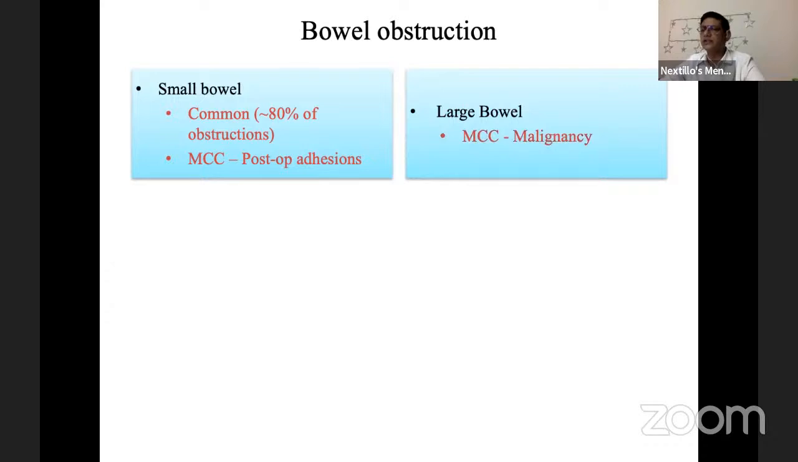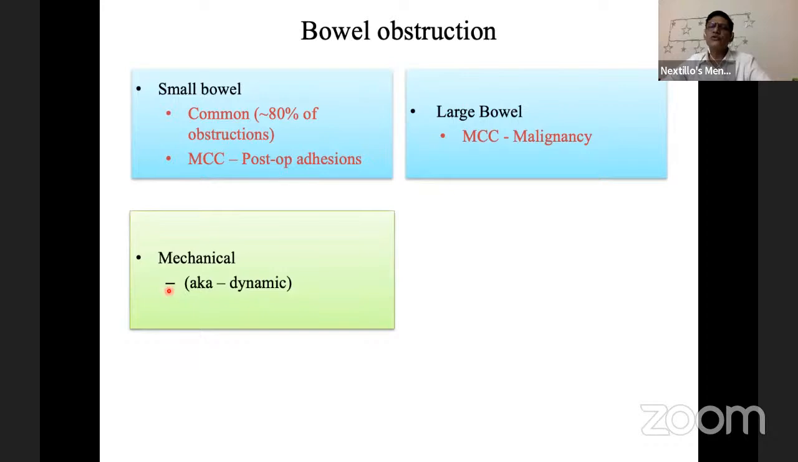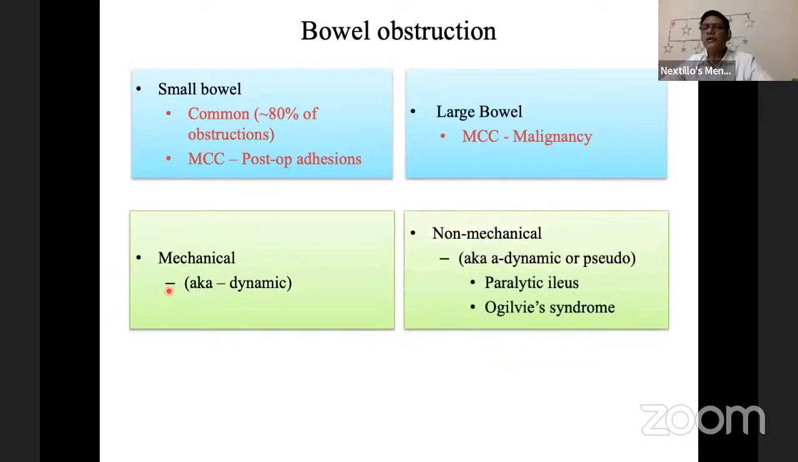especially the malignancies. Now, for practical purposes, we can classify the obstruction in a number of ways. The obstruction may either be complete or it may be partial. The other way to classify the obstruction is that the obstruction may be mechanical. The obstruction may be non-mechanical. What is the difference between these two? The mechanical obstruction, which is also known as the dynamic obstruction.